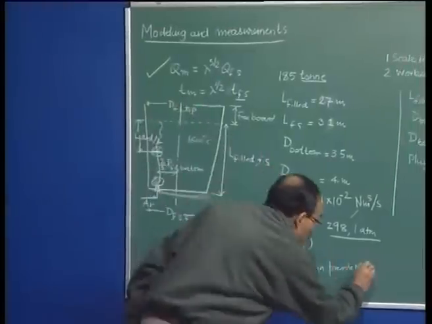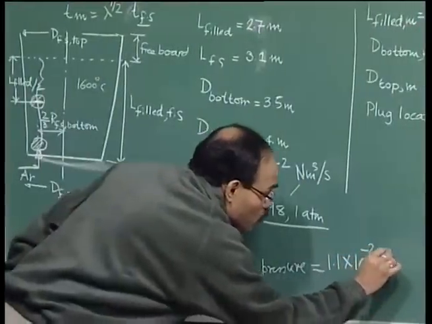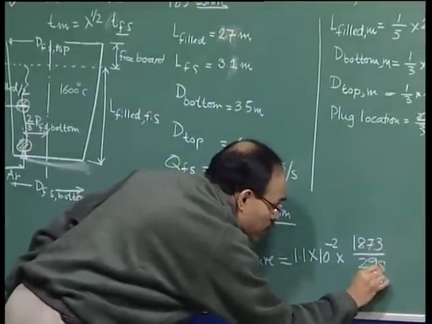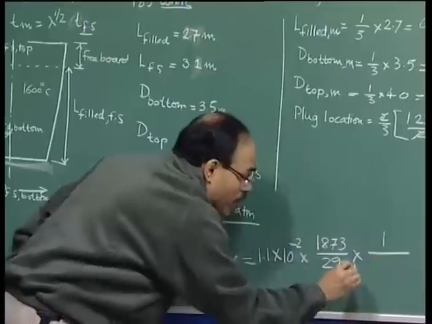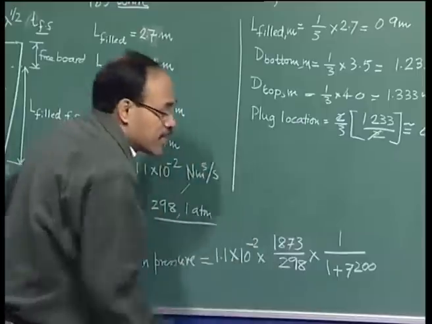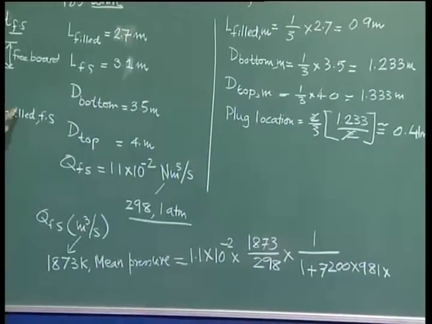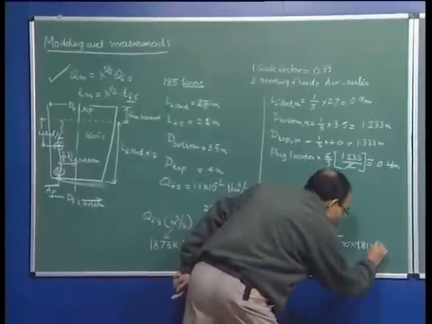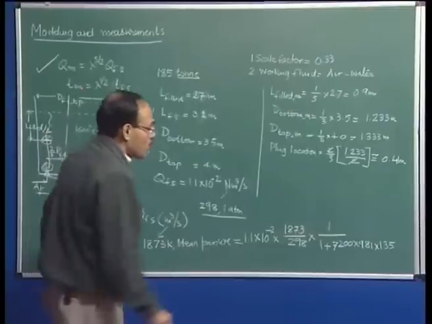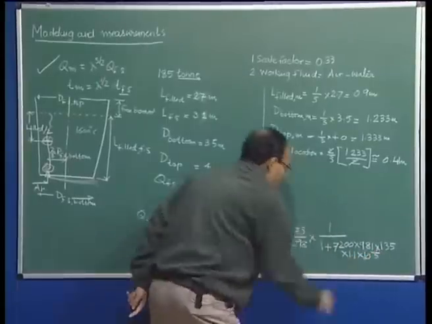meter cube. So, the expression will look like 1.1 into 10 raised to the power minus 2 into 1873 divided by 298, and it is inversely proportional to pressure. So, 1 divided by 1 plus rho, I take 7200 steel density, G which is 9.81, and then L filled by 2, and my L filled is equal to 2.3, it is going to be 1.35, and I have to convert this into atmosphere. So, I have to multiply this roughly by 1.1 into 10 raised to the power minus 5.